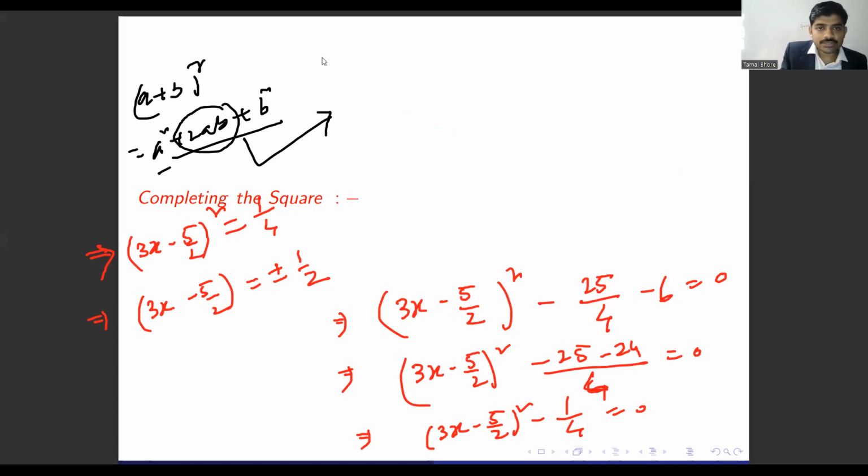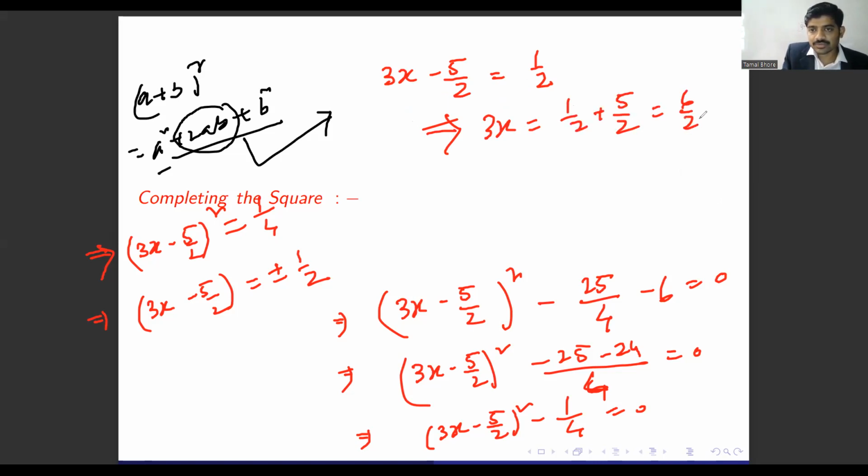Okay. So the first case is to take the positive part, equal to this. I need to find the x value. So what we can do: 3x is equal to 1 by 2 plus 5 by 2. So you are getting 6 by 2. Right. So this is nothing but 3. So that implies x is equal to 1.